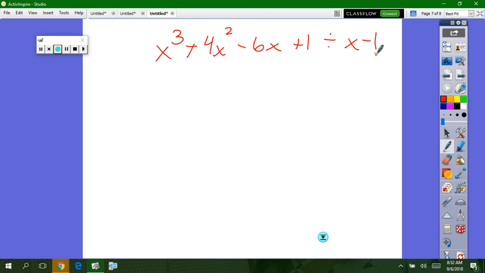Okay, so I have x cubed plus 4x squared minus 6x plus 1. What are we going to do? First off, we write the coefficients. Does that make sense? What are our coefficients? 1, 4, -6, 1. Okay, has everybody got that? X cubed, x squared, x, constant. You don't write the variables, no, because that's what we're going to divide by. Bring down, over. Okay?